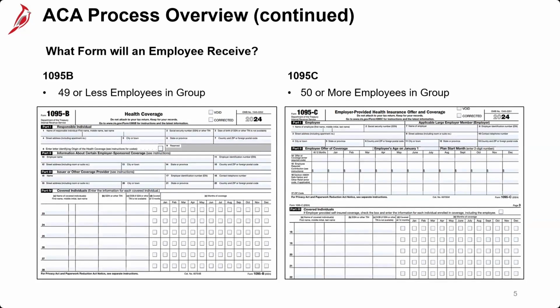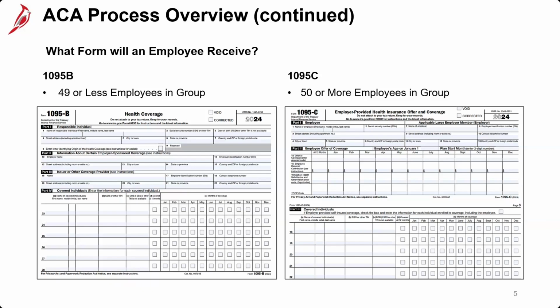So let's talk about the ACA process. We are making changes to the way we do this year to make things a little bit more focused on the ACA form that your employees are going to receive. If you have 49 or less employees in your group, your employees will receive what's called the 1095-B form. If you have 50 or more employees in your group, they'll get what's called a 1095-C form.